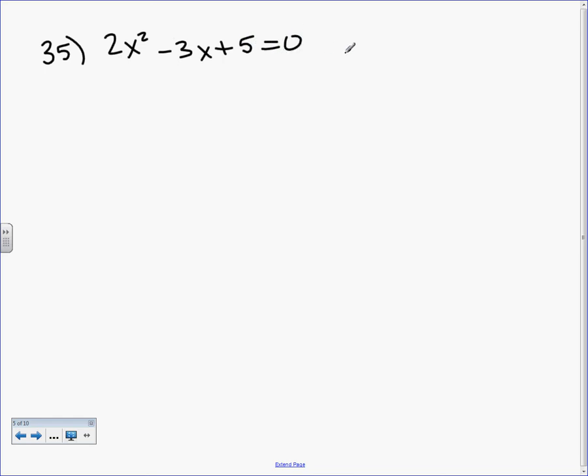Step 1. Set it equal to 0, is it? Yep. Is it in descending order? Yep. Step 2. Group the x's.